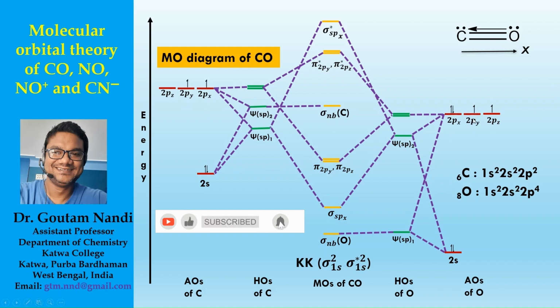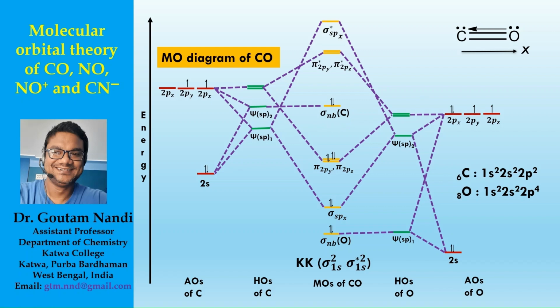So we have total 4 plus 6, that is 10 electrons, because 4 electrons are already used in the KK cell. So we have to fill this frontier molecular orbital diagram with 10 electrons, and that will be positioned like this. Okay, so here sigma non-bonding carbon is the highest energy molecular orbital which has electrons.